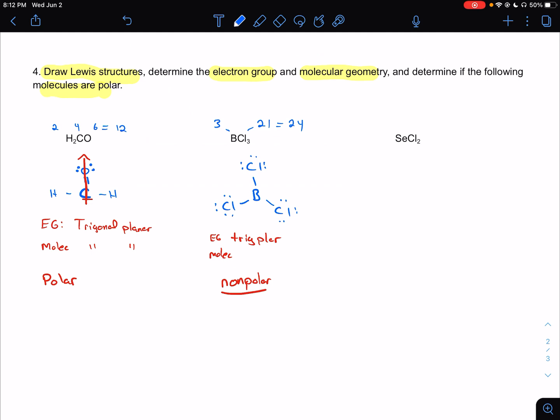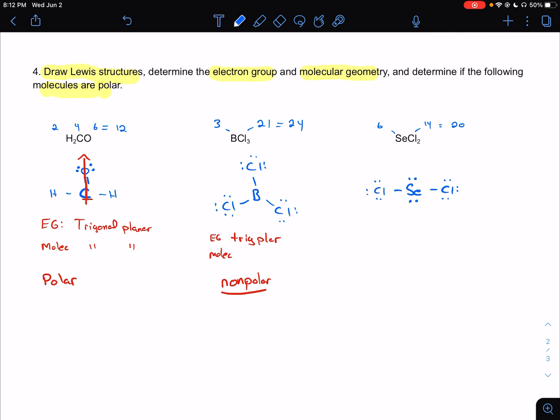Our final example is SeCl2. And so Se has 6 electrons. Chlorine has 7 each for 2 of them. So that's 14. That's going to be 20 electrons. Se is in the middle. So we'll start by connecting it with 2 chlorines, adding electrons to each of those 2 chlorines first. At this point, we have 16 electrons, so we need to add 2 more to the Se. And so this is our correct Lewis structure.